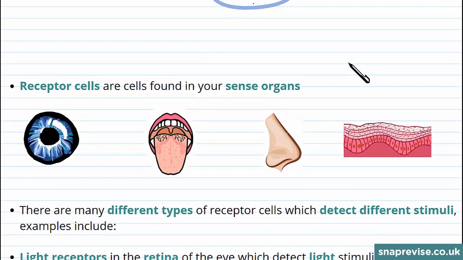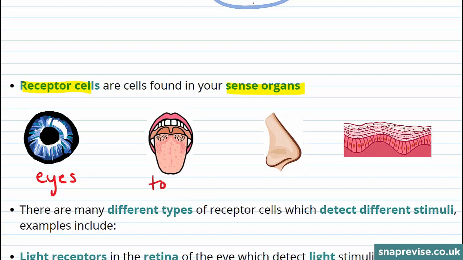Well, receptors are what detect stimuli, and they're found in the sense organs. These sense organs include the eyes, the tongue, the nose, and the skin. So all these sense organs contain different types of receptor cells, which detect different stimuli. And let's look at some examples now.